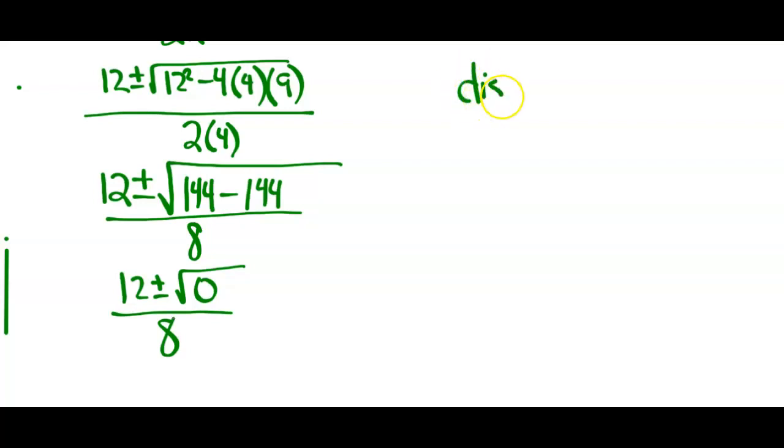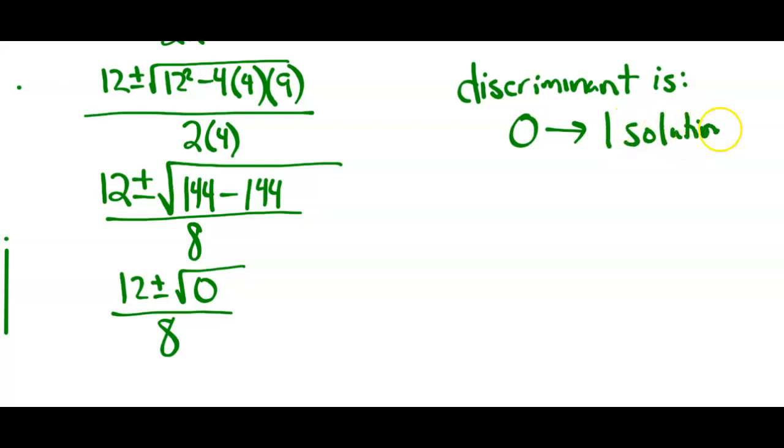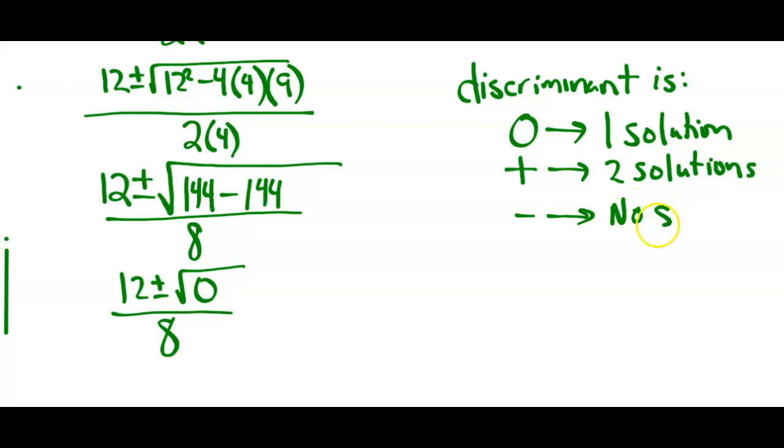And when my discriminant is 0, I have one solution. When it is positive numbers, I have two solutions. So anything from 1 and higher. When it is negative, I have no solutions. Because I cannot take the negative of a square root. So in this case, I have one solution.